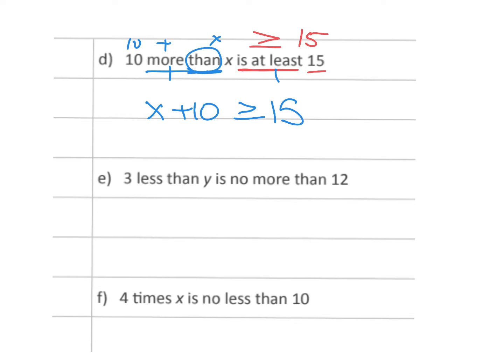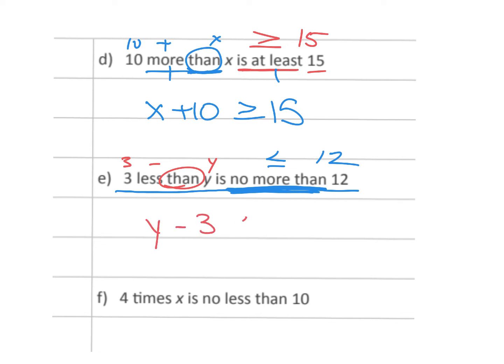Let's try again in E. Again, read the whole thing. 3 less than y is no more than 12. Here is our inequality. It's no more than, so it means it's going to be less than or equal to 12. Then we have 3 less than, which means we turn it around: y. So we'd have y minus 3 is less than or equal to 12.